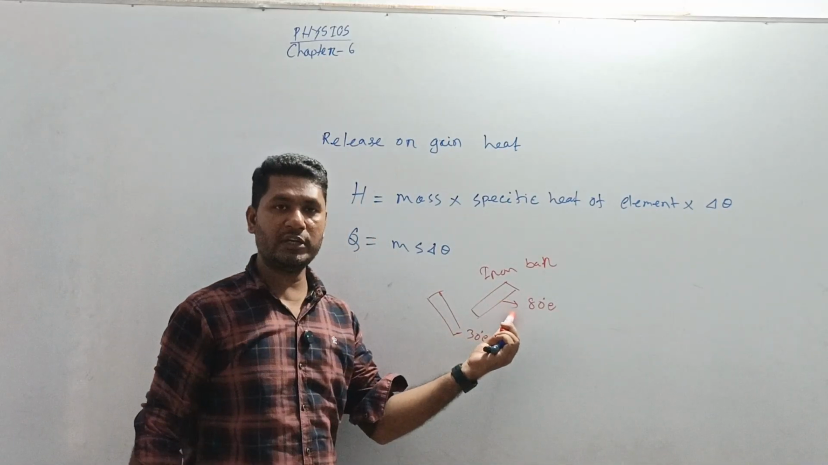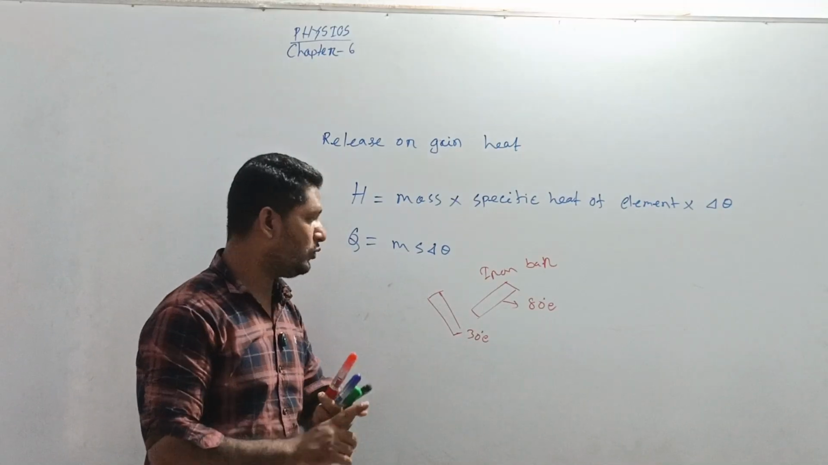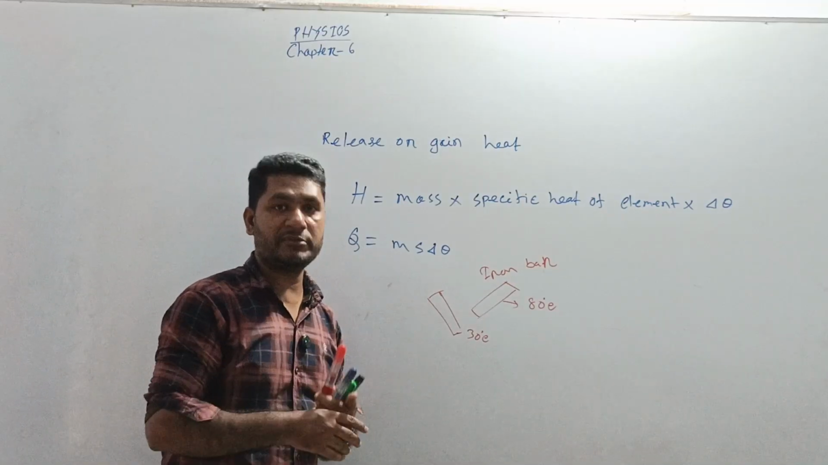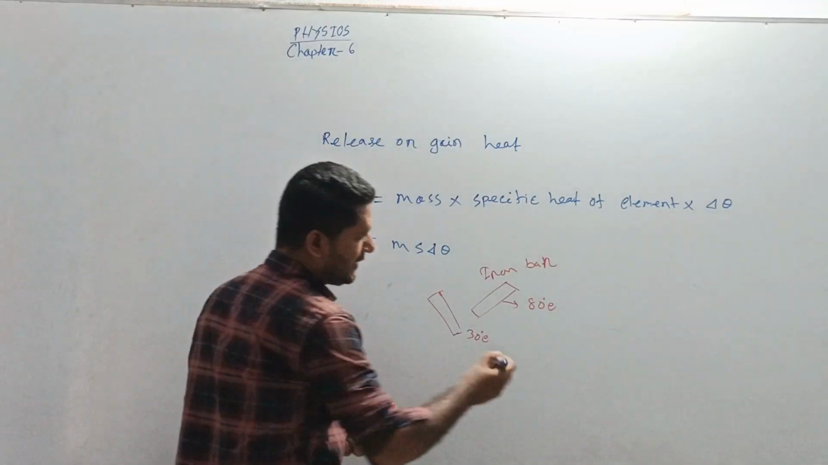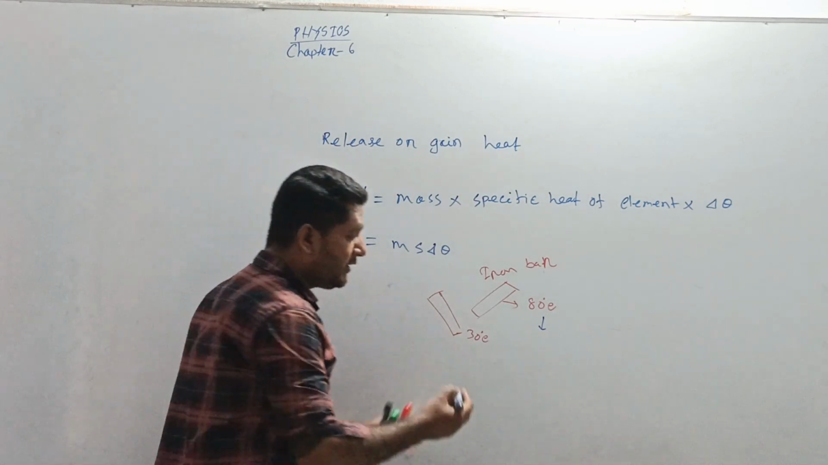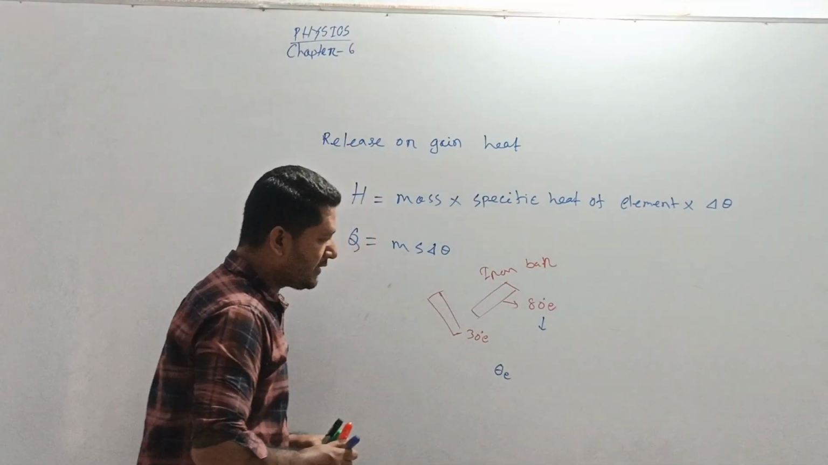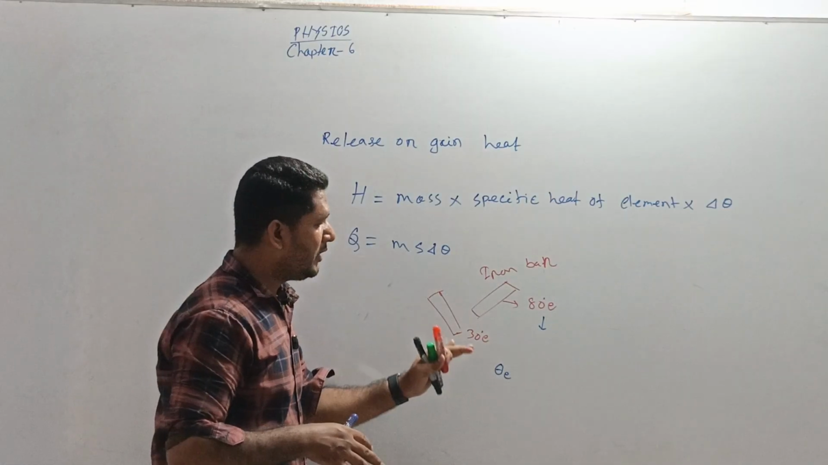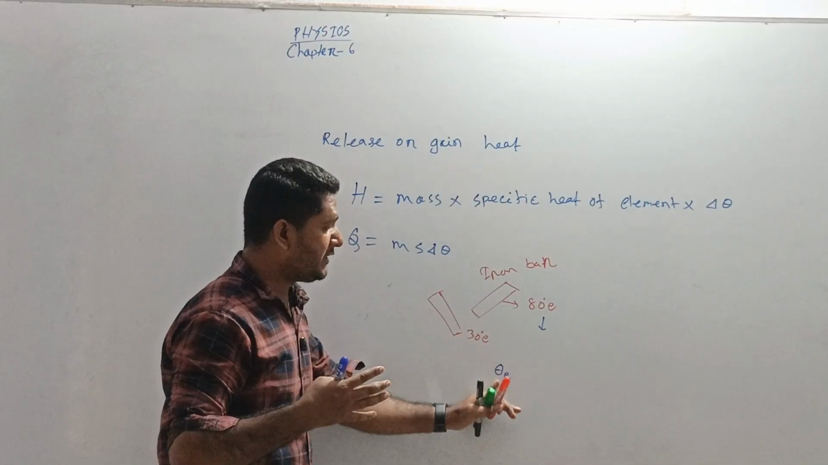If we keep these two iron bars close to each other, this iron bar will release heat and the other will gain heat, and it will continue till they are balanced. They come to an equilibrium state. The temperature of this iron bar gradually decreases and the temperature of the other gradually increases to a certain temperature, suppose theta c. In the equilibrium state, both iron bars contain the same temperature, that is theta c.